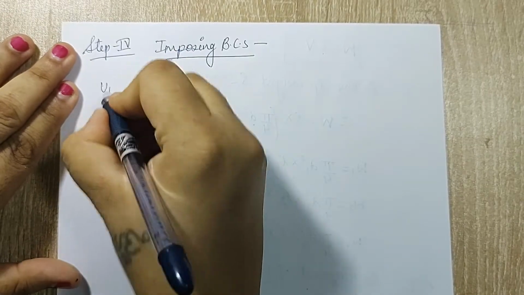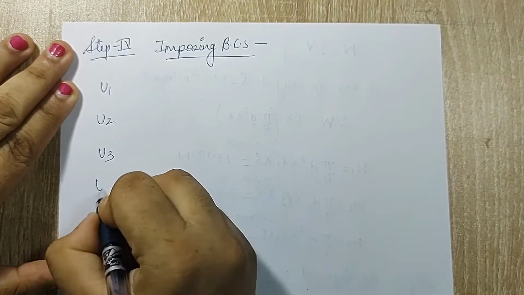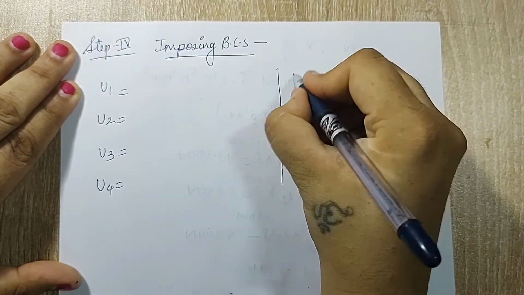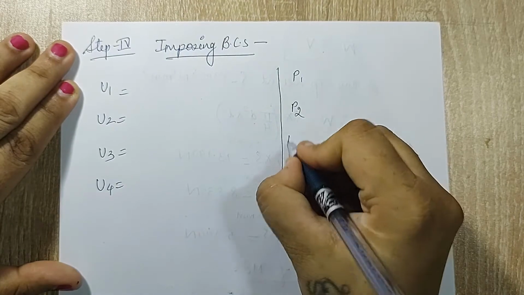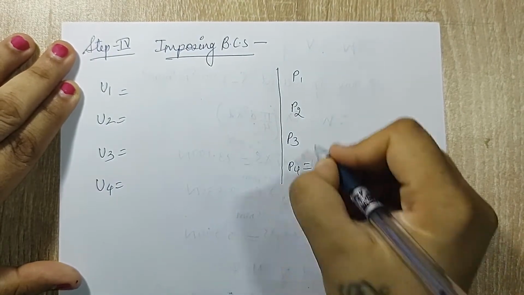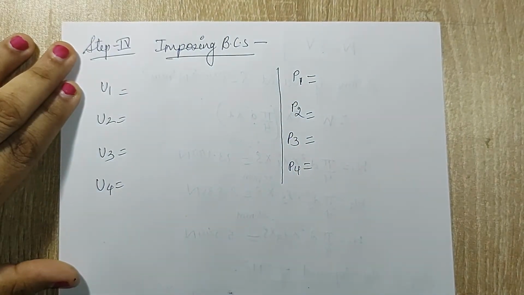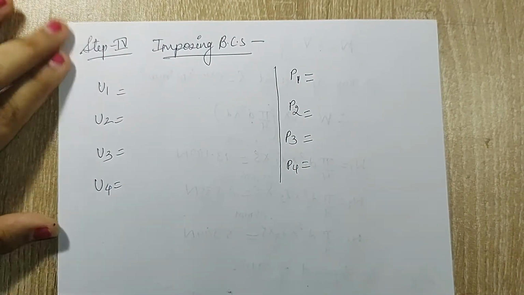The variables are U1, U2, U3, U4, and I have P1, P2, P3, P4. W is not an unknown because I have already calculated the value of W1, W2 and W3. So these are the only unknowns.